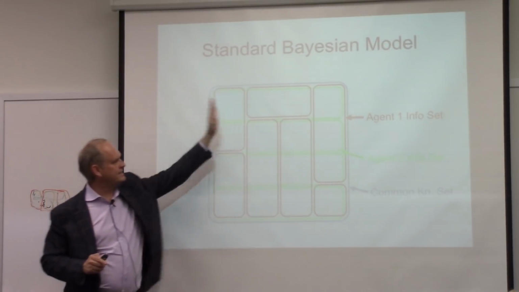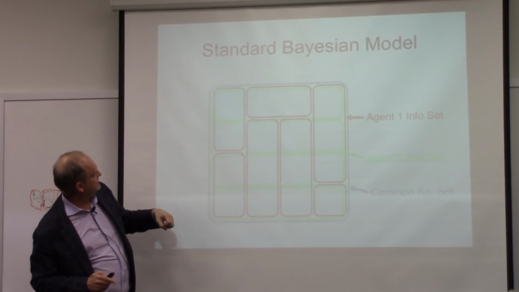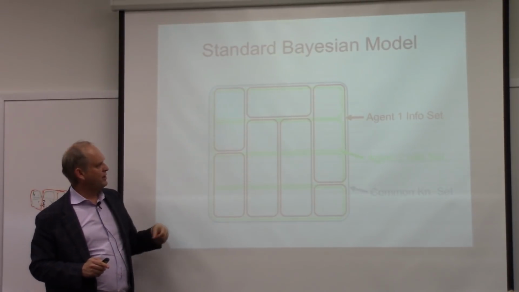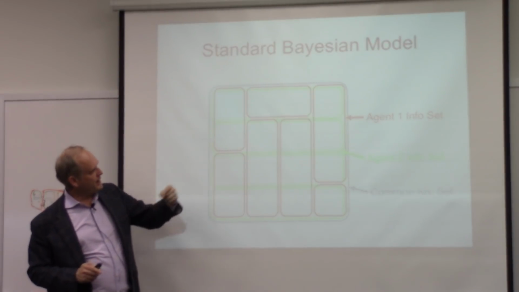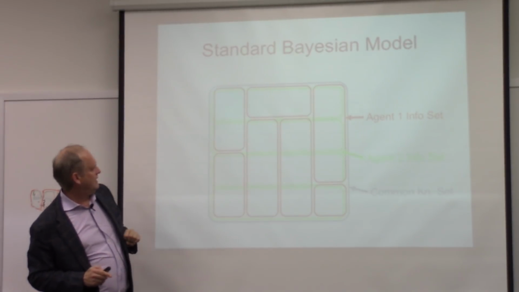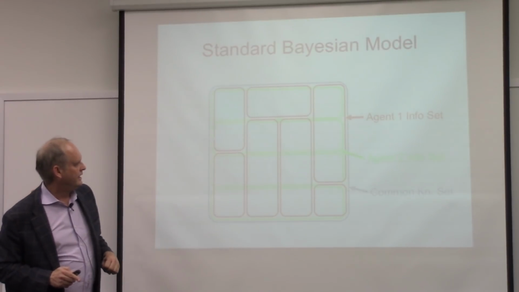So here again is a state space. You can't really see it, but it's shaded according to a prior. A prior would represent some shading over this space. And we have two agents, agent 1 in red, and another agent here in green, agent 2 in green.